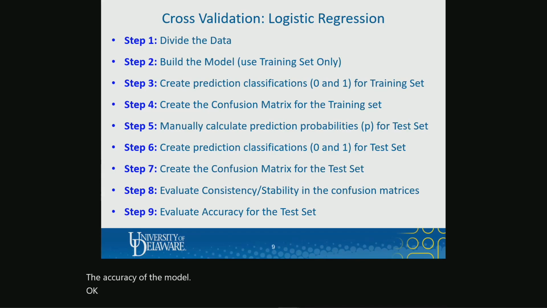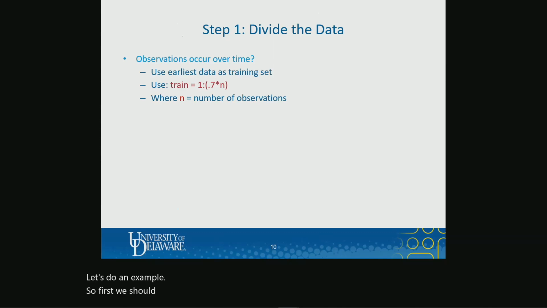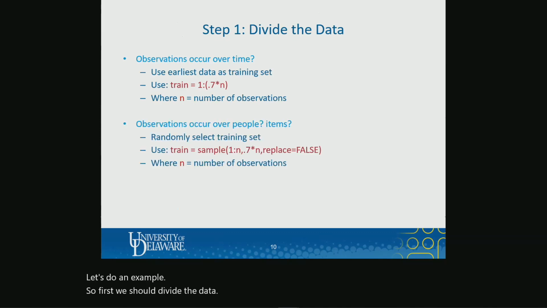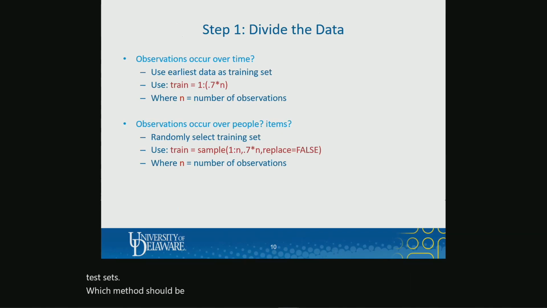Okay. So now let's do an example. So first we should divide the data. So the example would be the nonprofit data set, the donation example. So we should divide the data. We should split the data into training and test sets. So which method should we use? How should we split the data for the nonprofit?